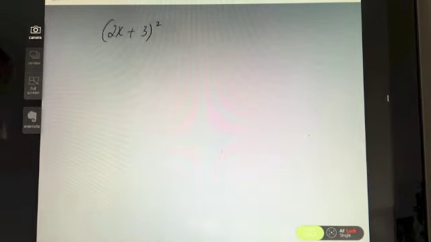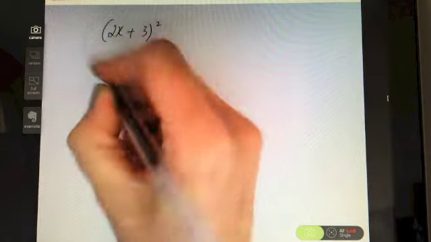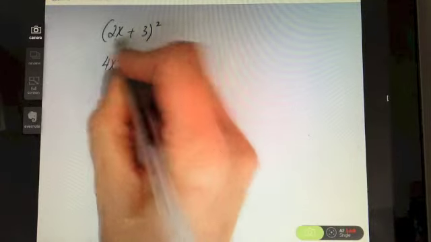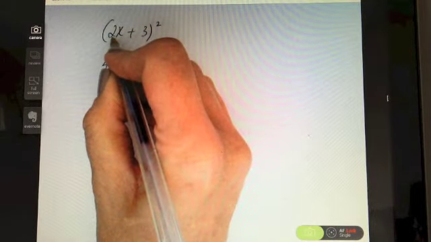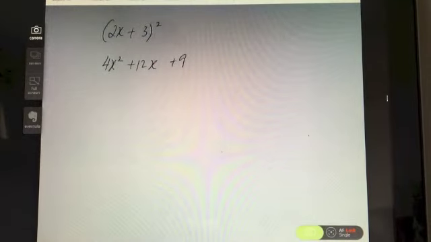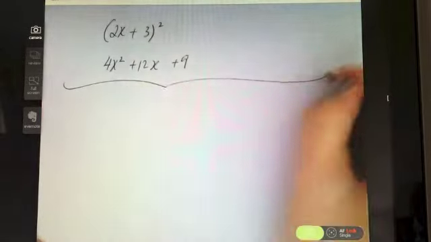So 2x plus 3 all to be squared. Pause the video and expand that. Try to do it the quick way. So, square the first, so 2x all to be squared is 4x squared. Square the second, 3 times 3 is of course 9. Double the product of the 2, so 3 times 2x is 6x. Double that, of course, is 12x. So 4x squared plus 12x plus 9. Okay, let's try another one.